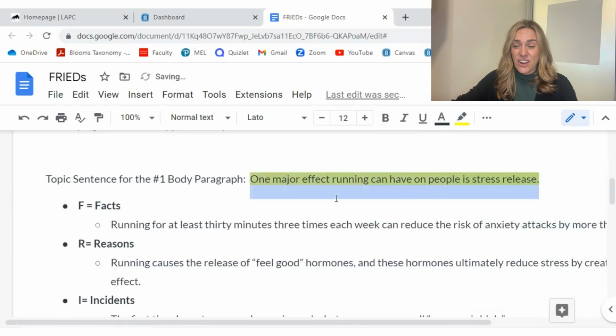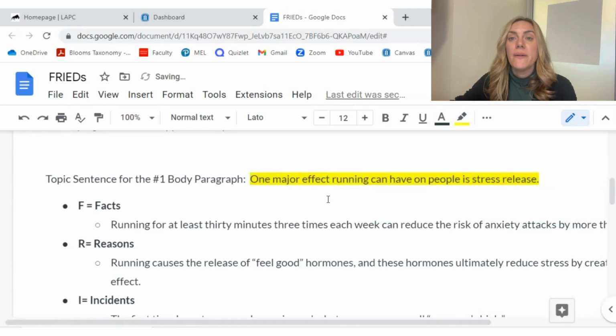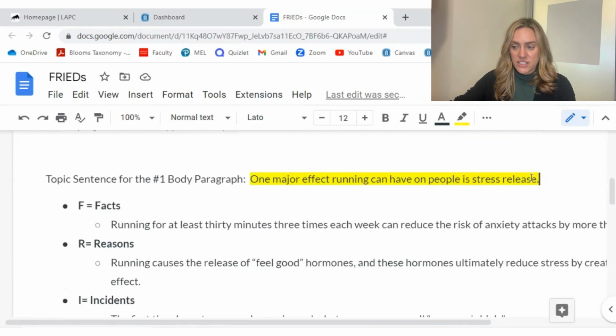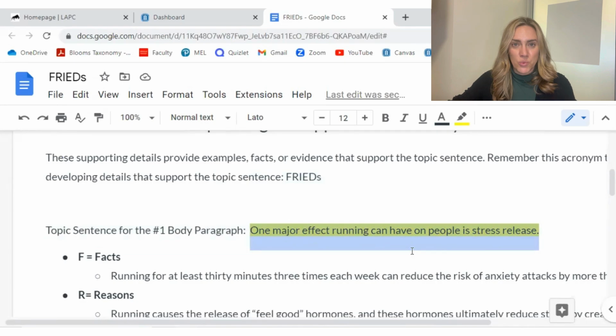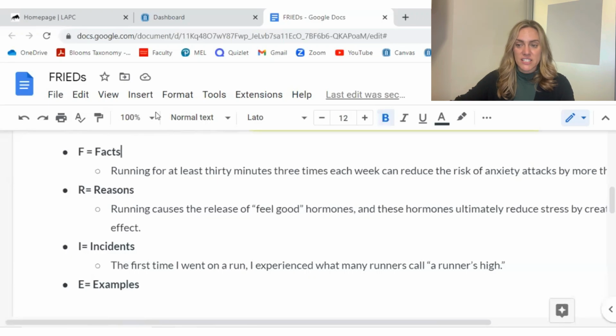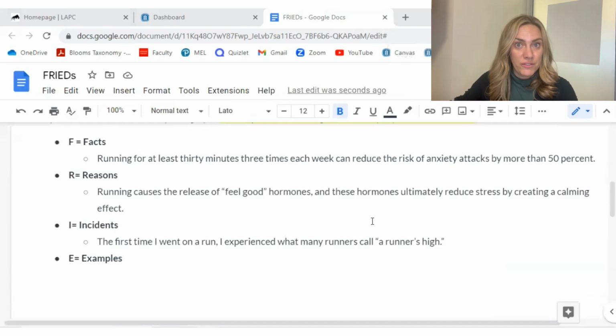Okay, now let's say you're having a hard time coming up with ideas. Use FRIEDS. So you can think of a fact that goes to support this. You want to support this sentence. You want to expand it. You want to develop that idea. So think of a fact. Here's one. Remember, F stands for facts. Running for at least 30 minutes 3 times each week can reduce the risk of anxiety attacks by more than 50%. So this is an example of a fact.